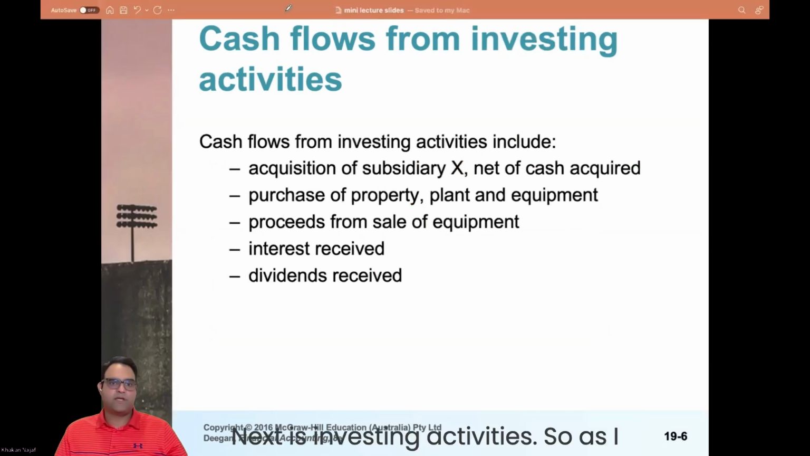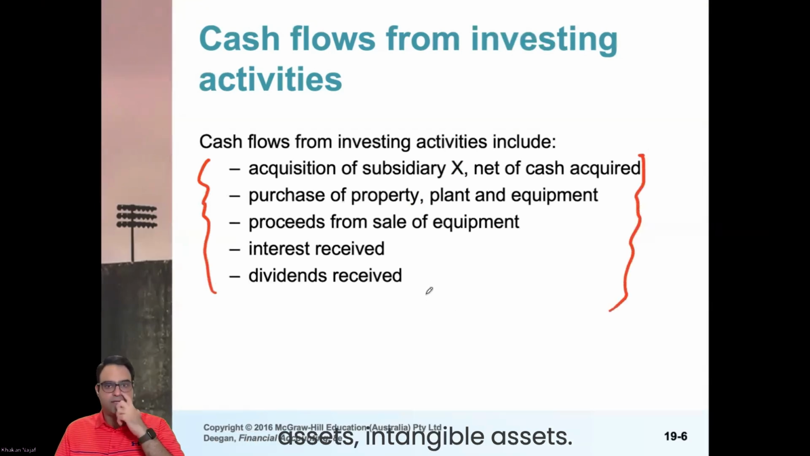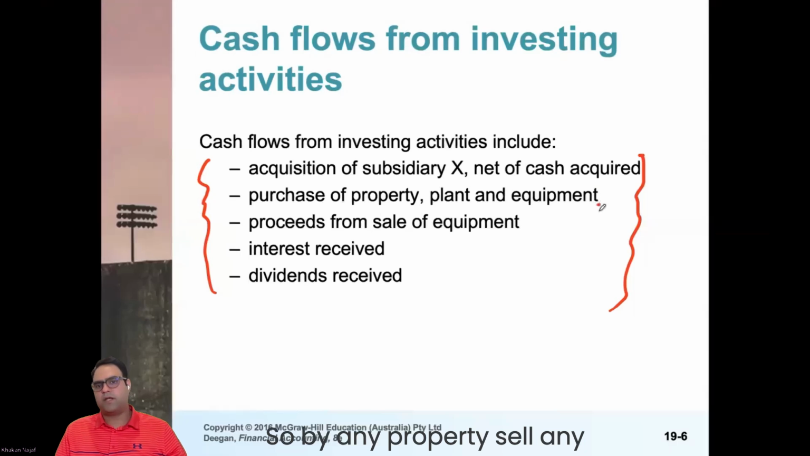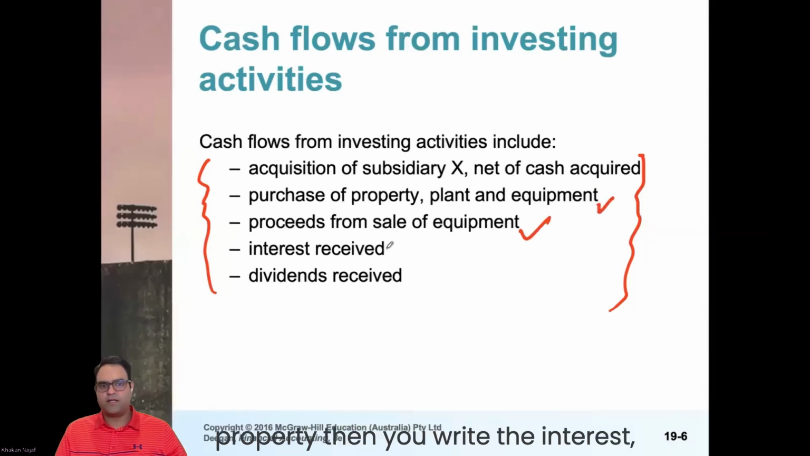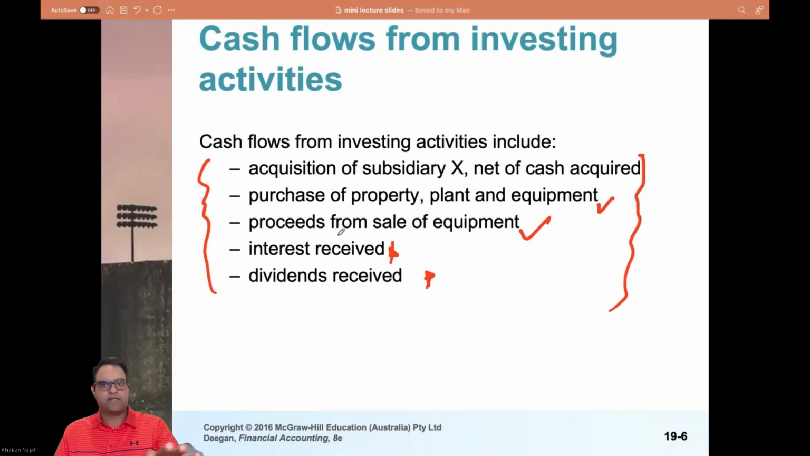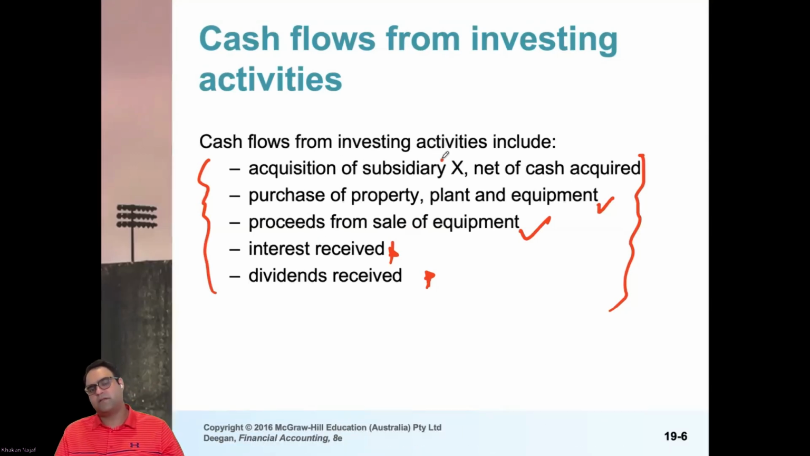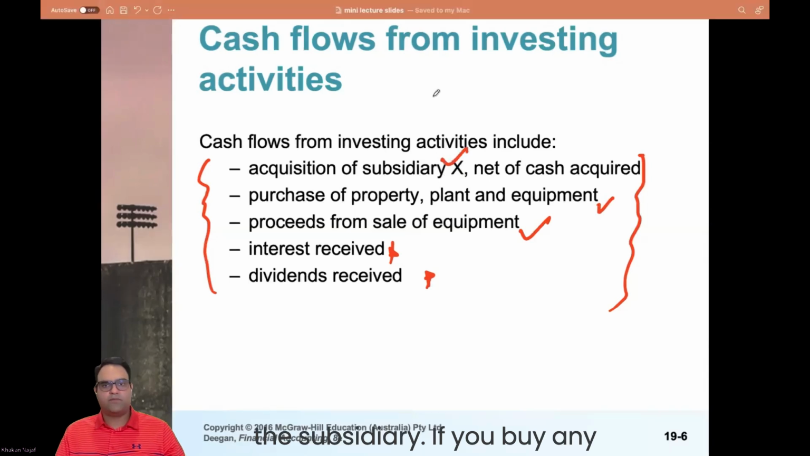Next is investing activities. As I discussed earlier, they are more into non-current assets, like depreciable assets or the intangible assets. So buy any property, sell any property, then you write the interest received and dividend received, or interest paid or dividend paid. So it's written here. Nothing to worry about now. I will discuss in the last slide why we write it here. Another thing is about the debt, about the subsidiary. If you buy any subsidiary and you pay money on that, you will get a net cash flow from this activity. It's called investing activity.